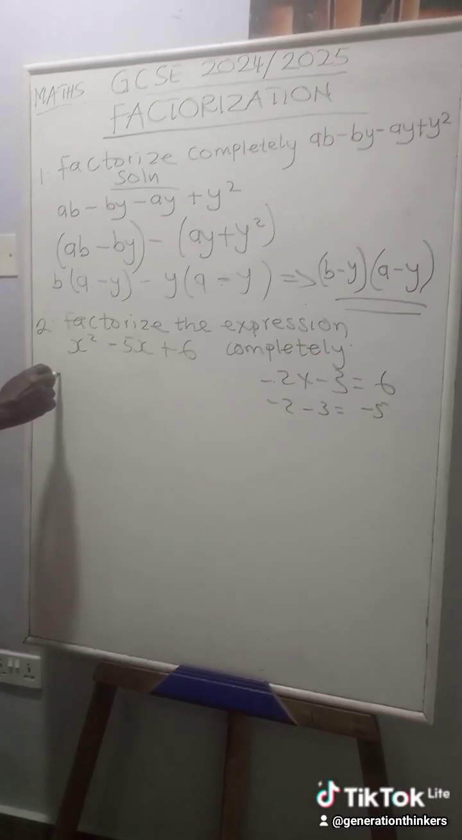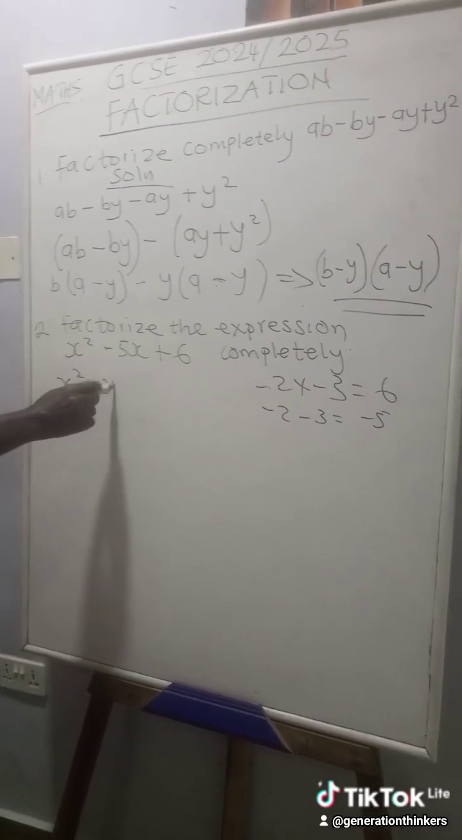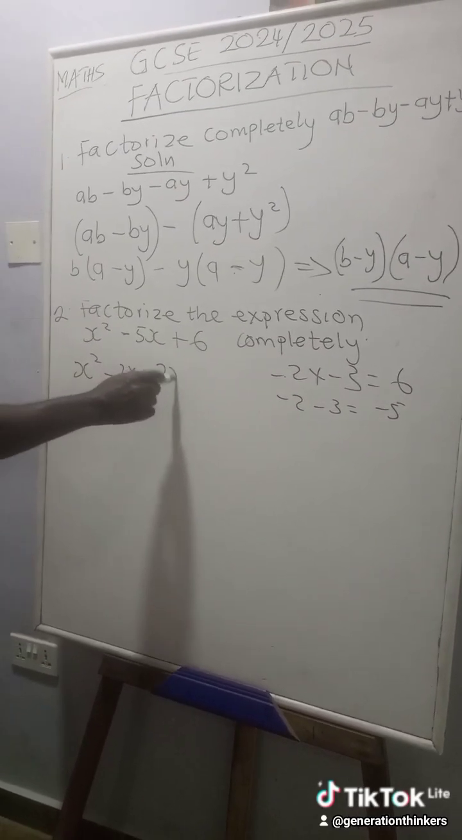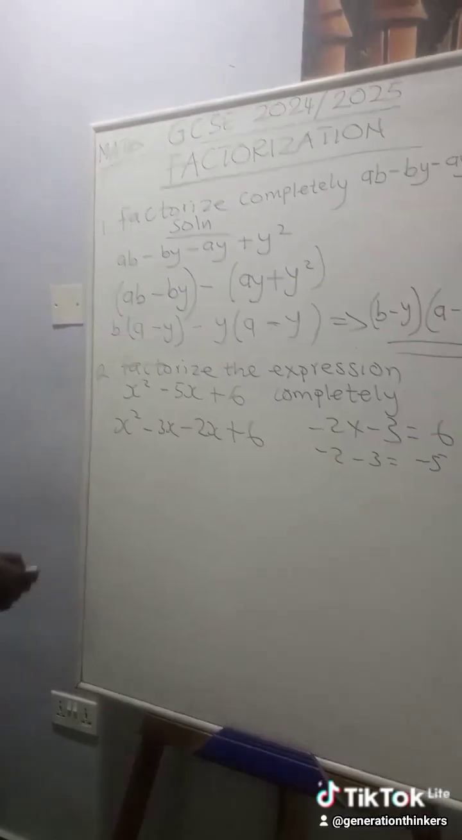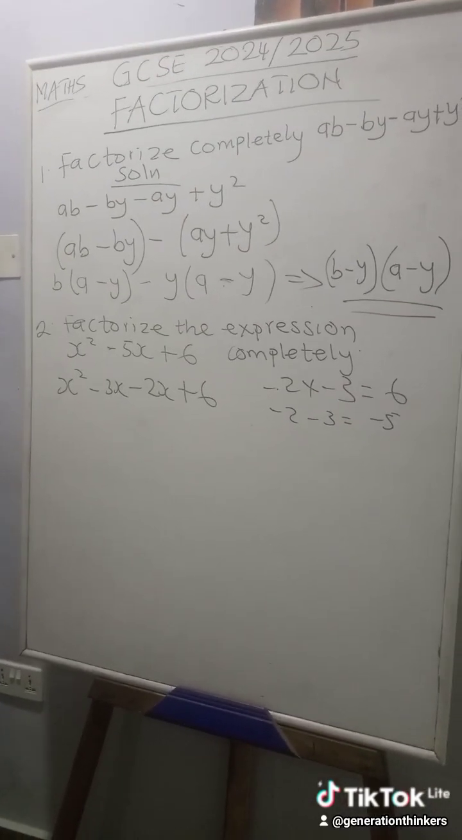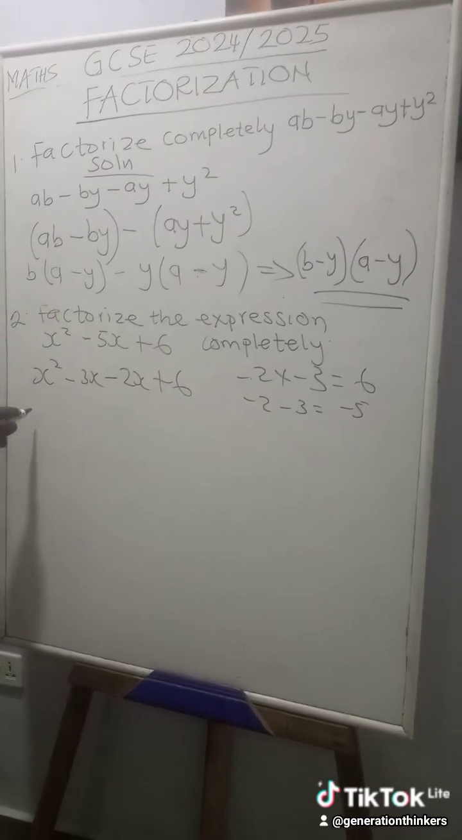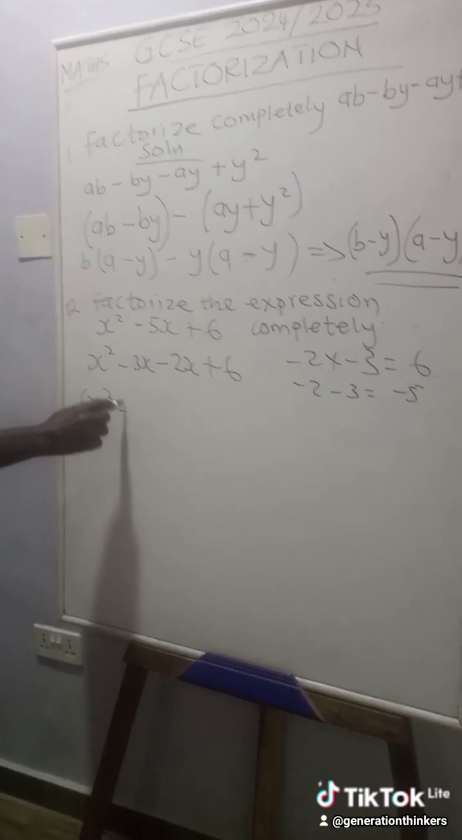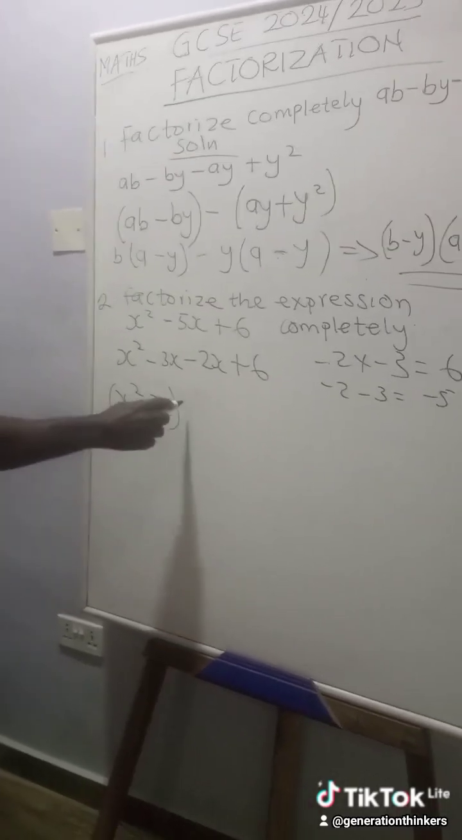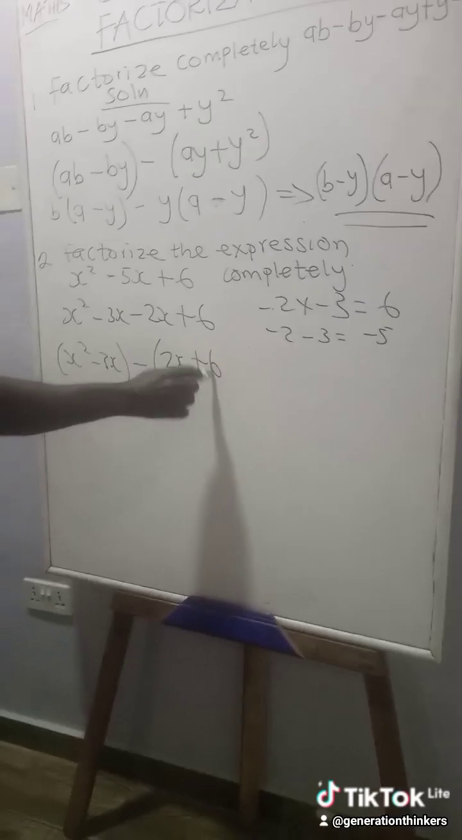So first, I'll write here x squared minus 3x minus 2x plus 6. Then secondly, you group the terms. You use the grouping method. So you have the first, x squared minus 3x, close the bracket, minus into bracket 2x plus 6. I close the bracket. So I will look at the first bracket.